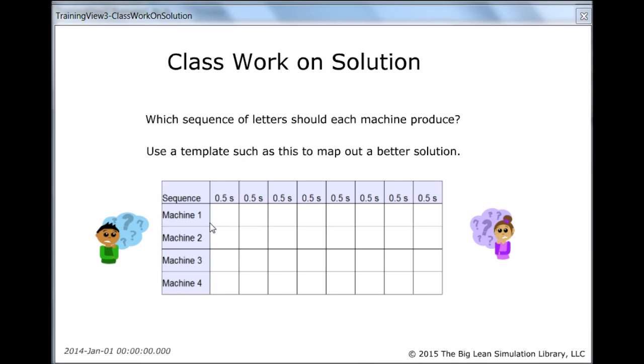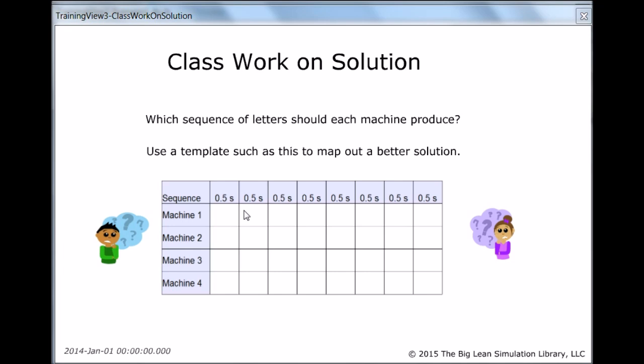So say, for example, you wanted the first machine to make T's. Draw a box around the first 2 blocks because it takes 1 second, and each block is half a second. And then put a T in the middle. And then you could graph it out that way, what each machine will make. So take a few minutes and do that. And when you're ready to restart the video, just hit play.